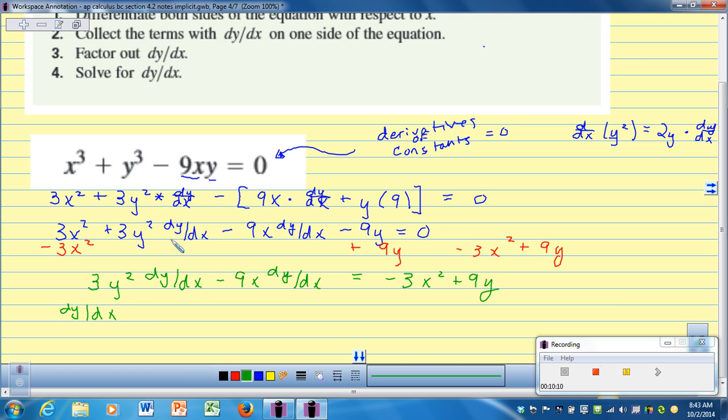In that first step, you didn't have to differentiate the 9x, did you? You could have put the 9 out. You could have, yes. It could have been minus 9 times the product rule, yes, that would be fine. So here we would have 3y squared minus 9x times dy/dx equals negative 3x squared plus 9y.